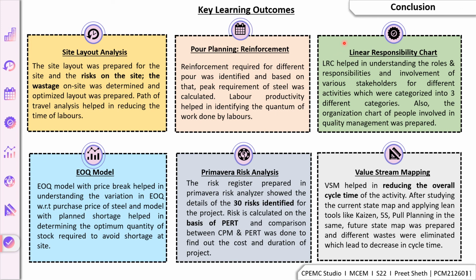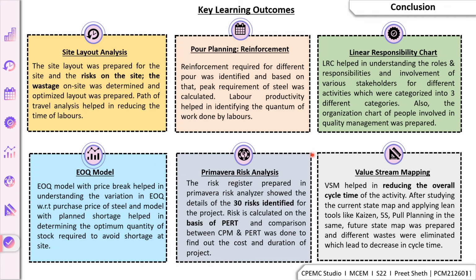Now moving to the linear responsibility chart, which was part of quality management, it helped in understanding the roles, responsibilities and involvement of various stakeholders for different categories and activities. EOQ model. In the EOQ model, two models were prepared. The first was EOQ with price break, which helped us understand the variation in EOQ with respect to the purchase price of steel. The second, EOQ with planned shortage, helped in determining the optimum quantity of stock required to avoid shortage at site.